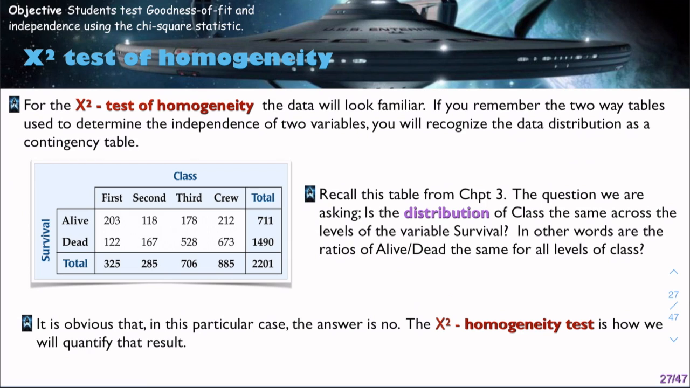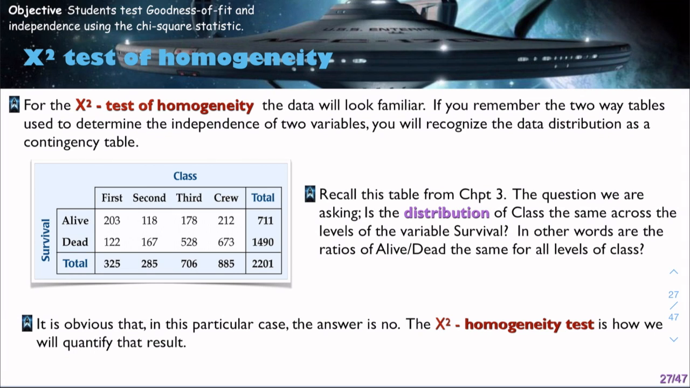For the chi-squared test of homogeneity, the data will look familiar. If you remember way back to two-way tables in chapter 3, we used these to determine the independence of two variables. You'll recognize this data distribution as a contingency table. Last time we saw this was when we were looking at Titanic information: how many people survived from first class, second class, third class on the Titanic versus how many people died.